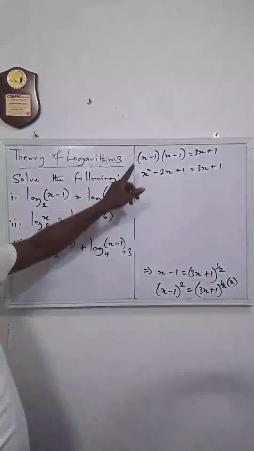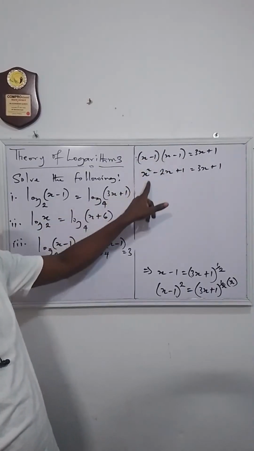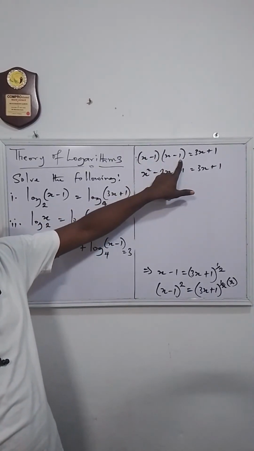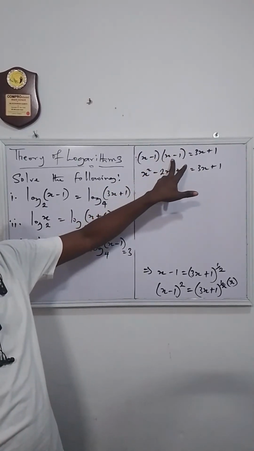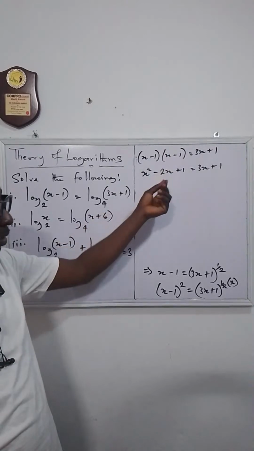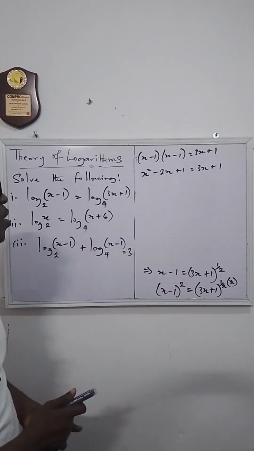Okay, so you know how to do that. This x multiplies everything we have. So x times x is x squared. x times negative 1 gives you negative x. Another negative 1 times x will give you negative x, making negative 2x. So negative 1 times negative 1 is plus 1.